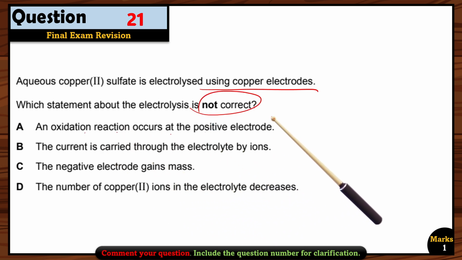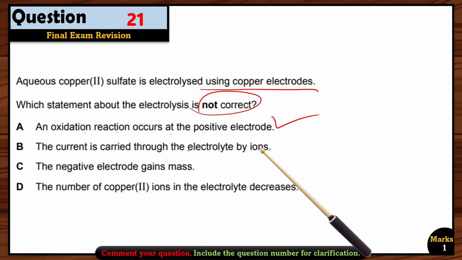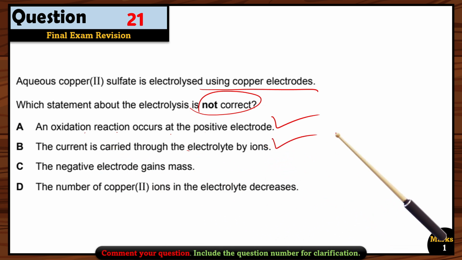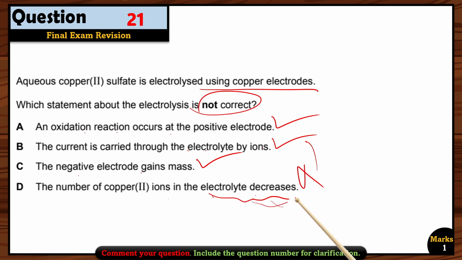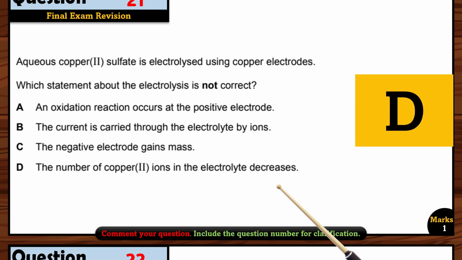Oxidation reaction occurs at the positive electrode. Yes. The current is carried through the electrolyte by ions. Yes. In the electrolyte, it's always by ions, okay? The negative electrode gains mass. Yes, that's right, because copper will deposit there. The number of copper ions in the electrolyte decreases. That's wrong. They were moving towards the cathode, right? But we are getting the copper ions again from the anode, right? So the anode will provide these copper ions again, so it will remain the same. So option D is not correct.